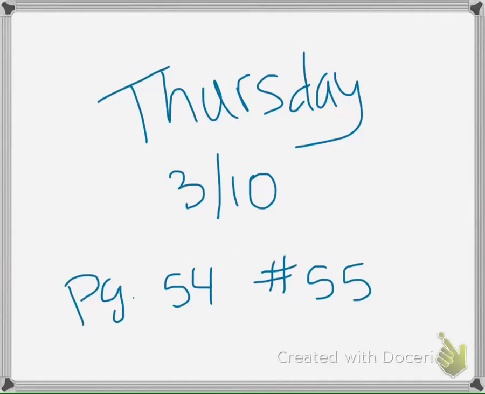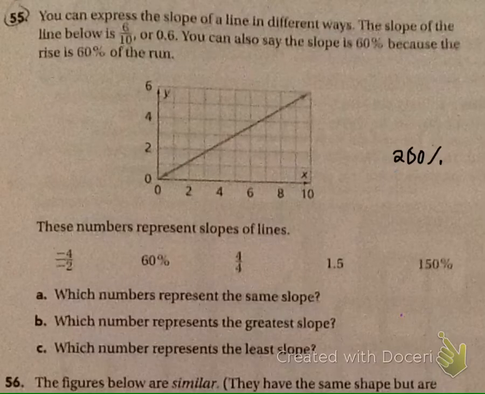Okay, this is homework for Thursday, March 10th. You're doing number 55 on page 54. It's talking about how you can write slopes in different ways. You can write it as a fraction, 6 over 10, or as a decimal, because 6 divided by 10 is 0.6 or 0.60, or as a percent, 60%.